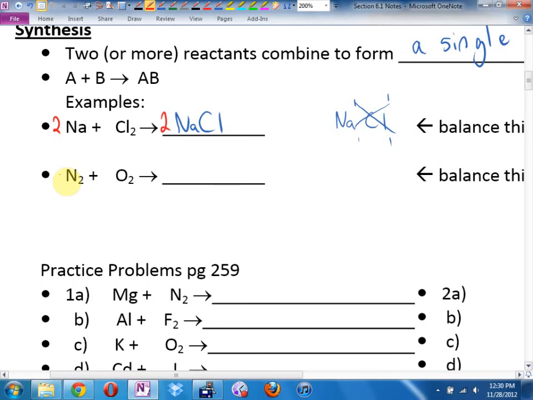N2 plus O2. What will they form? Well, first of all, this is a synthesis reaction. How can I tell? This is really A plus B. It's going to form AB. N and O, the elements. What's the charge on nitrogen? 3. What's the charge on oxygen? 2. I think they're both -3 and -2 technically. But crisscross, we need 3 of those, 2 of those. It's going to form N2O3.